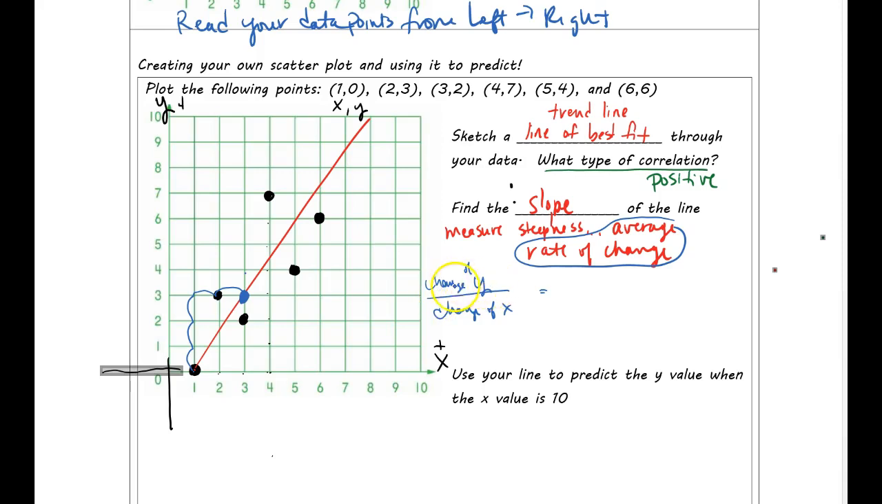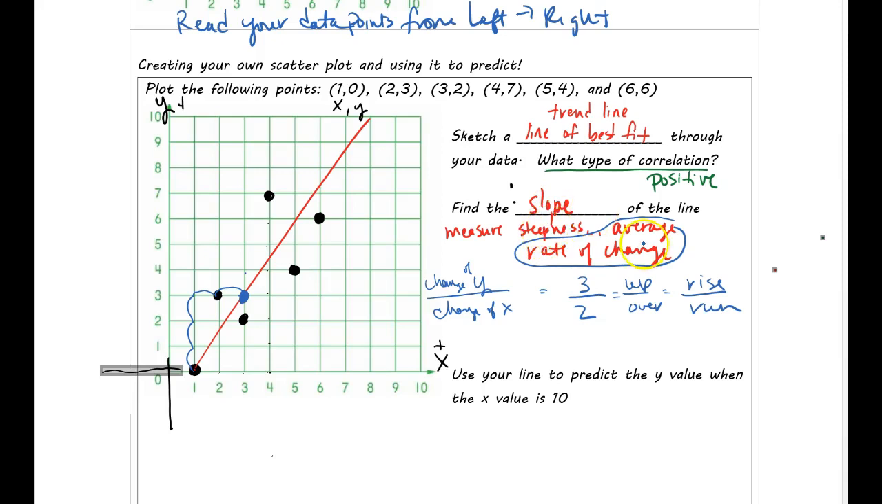So how much did my y's change? Well, they go up by 3. How much did I go over on my x-axis? I went over 2. So it's kind of like your up and over. Or another way to think about it is your rise over your run. All of this stuff means the same thing. All of it. Slope is your steepness.